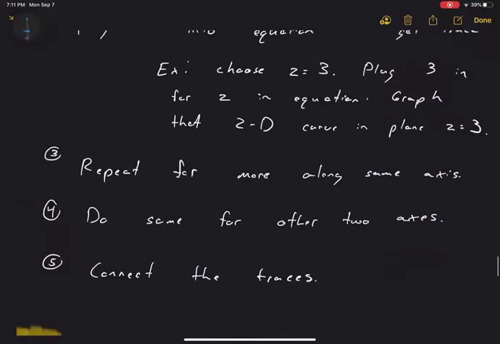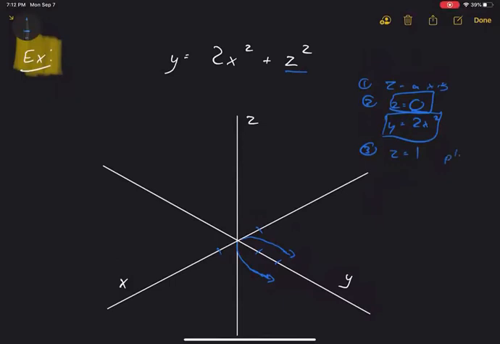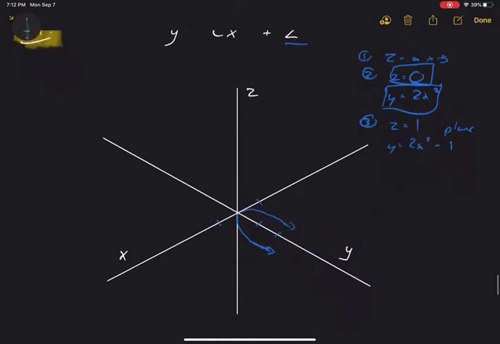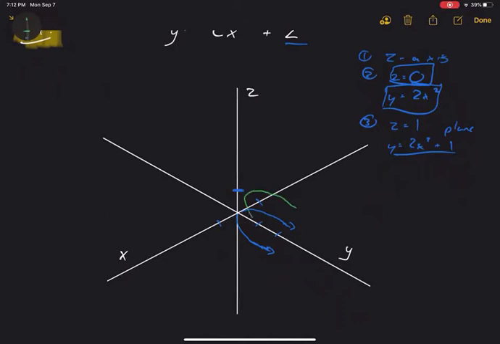All right, what's step 3? Repeat for some more values along the axis. So I'm moving along the z-axis. Let's pick z equals 1. That's my plane, and my equation becomes y equals 2x squared plus 1 squared, so 2x squared plus 1. This is the same parabola, but it's been shifted in the y direction by 1 unit. Instead of a parabola right up against the axis, it's been shifted 1 unit away, and let's do this one in green so we can tell the difference. So there's this little gap here of 1 unit.